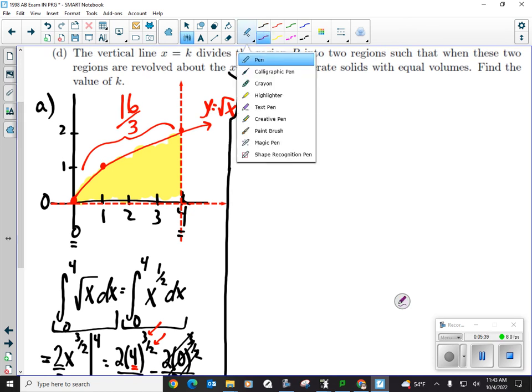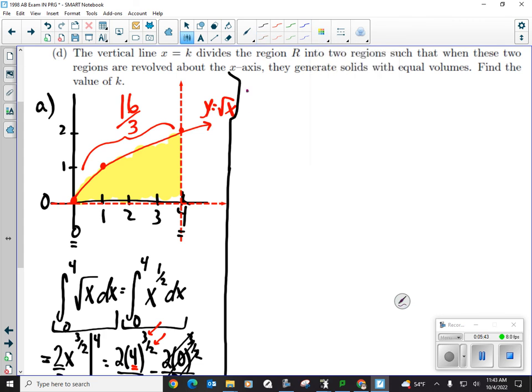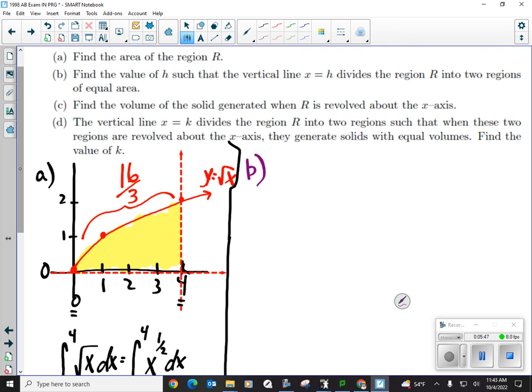We're going to do it in purple. How about that? Bam. B. So B states, find the value of h such that the vertical line x equals h divides that region R into 2 regions of equal area.